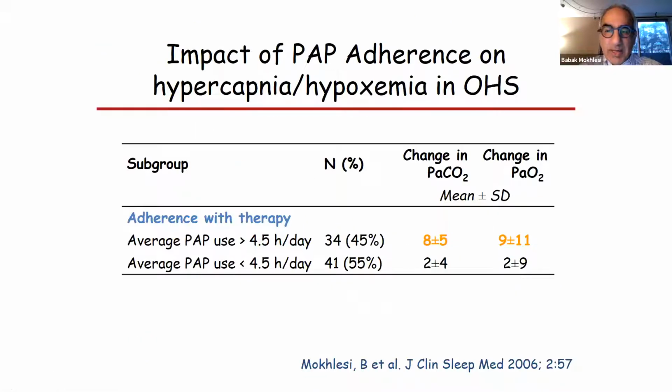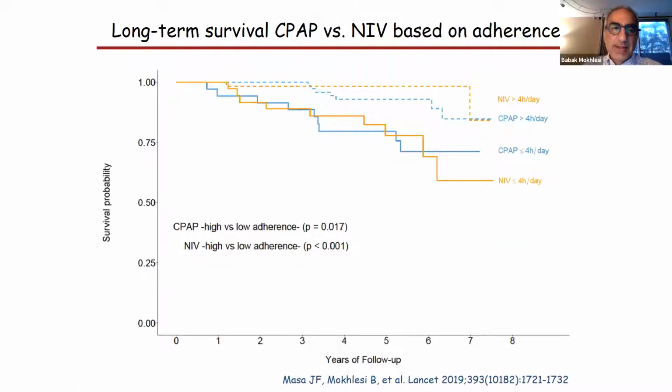Now, years ago, we published that one of the main predictors of whether your CO2 changes or not is how much you use PAP therapy. And in this study, we categorized patients into PAP use, CPAP or NIV for that matter, 4.5 hours or less than 4.5 hours a day on average. And you can see the changes in CO2 in the arterial blood or oxygen in arterial blood was significantly more if you used it more adherently compared to those who didn't use it. So the same thing was found here.